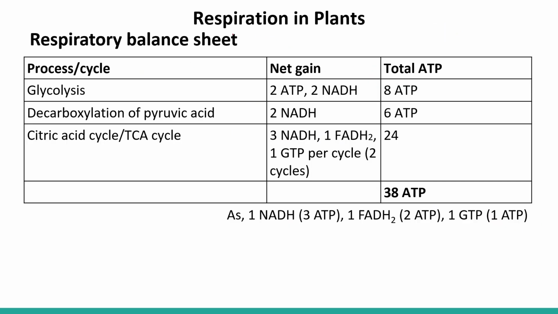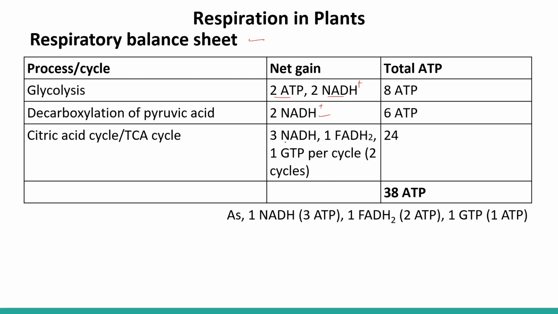So now let's talk about the respiratory balance sheet. What happens during aerobic respiration? First is glycolysis. During glycolysis, 2 ATP were produced and 2 NADH were produced. During oxidative decarboxylation of pyruvic acid, again 2 NADH were produced.